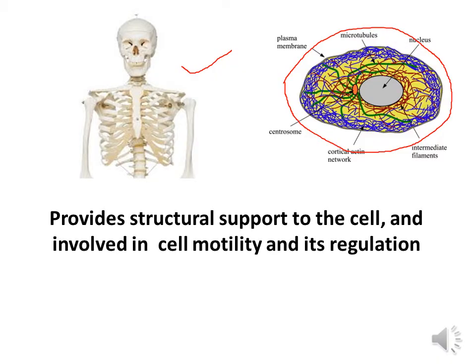The cytoskeleton provides structural support to the cell. Like our skeleton, which provides support to our body, each cell in our body has a separate skeleton which is involved in cell motility, its regulation, everything. So the cytoskeleton, the cell skeleton, is more important.